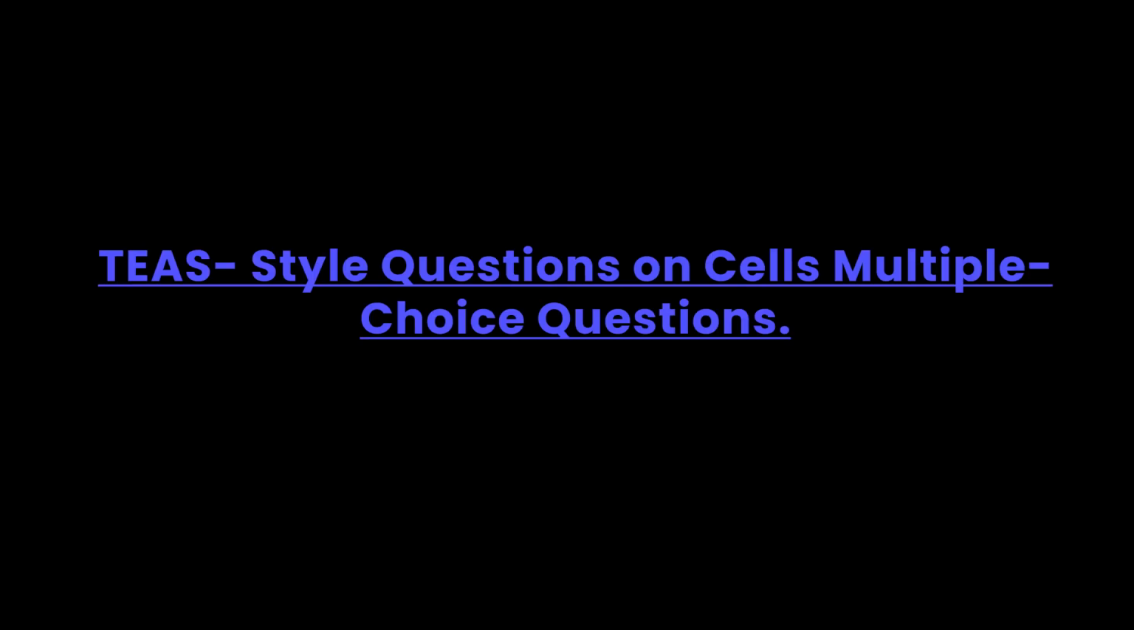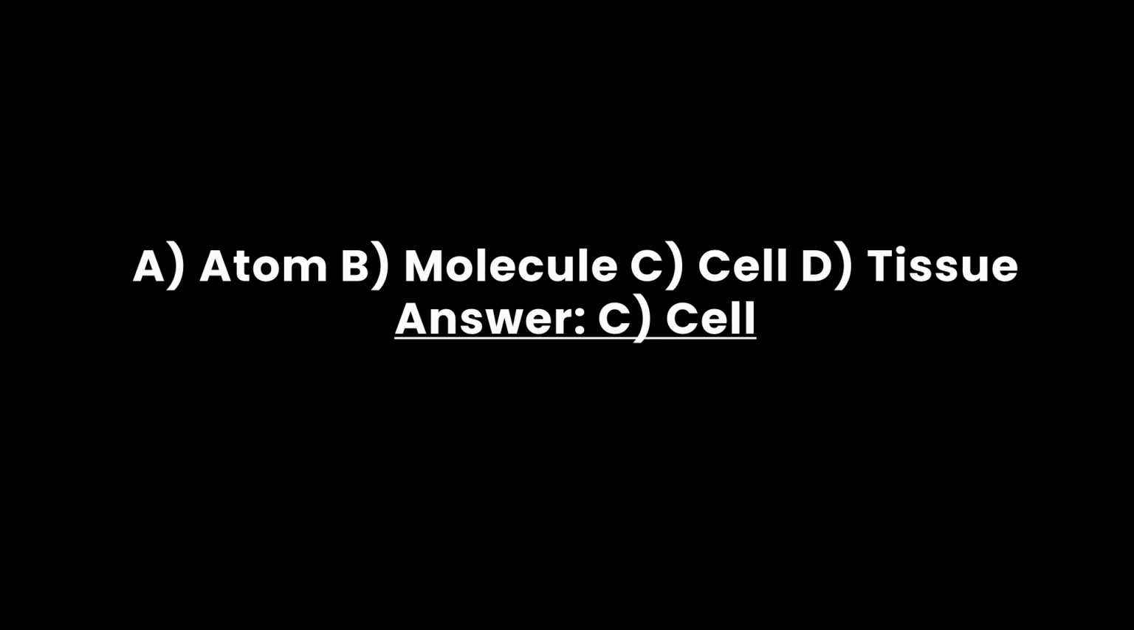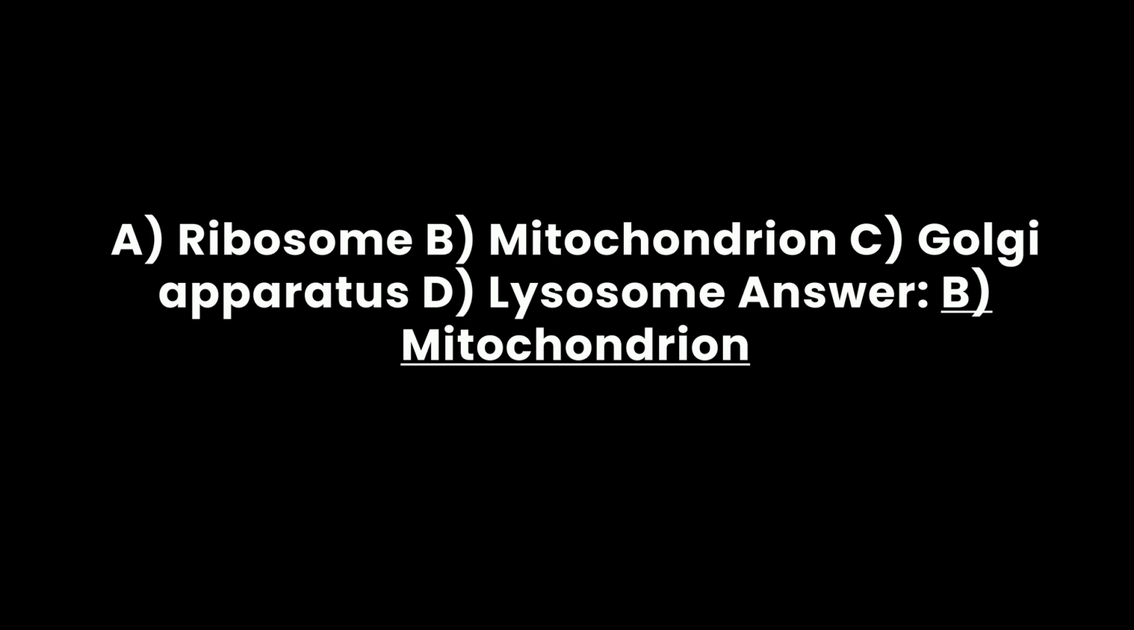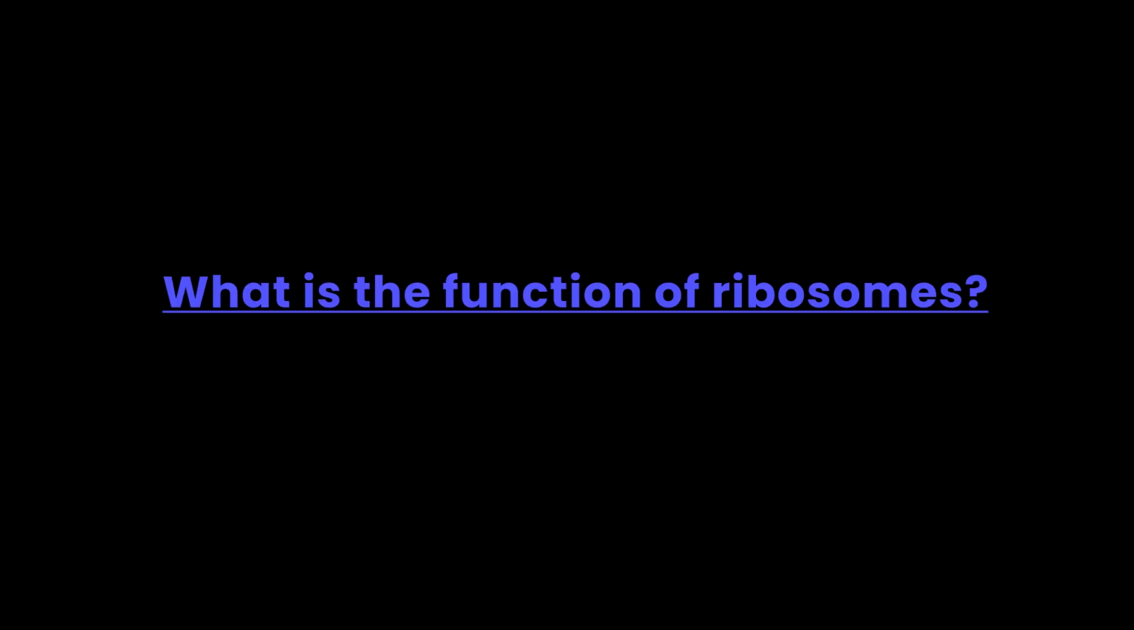TEAS-style questions on cells. Multiple choice questions. What is the basic unit of life? A. Atom. B. Molecule. C. Cell. D. Tissue. Answer: C. Cell. Which organelle is responsible for producing energy in the form of ATP? A. Ribosome. B. Mitochondrion. C. Golgi apparatus. D. Lysosome. Answer: B.